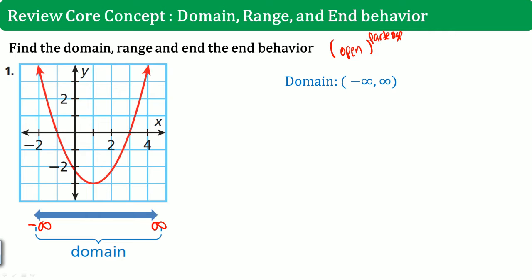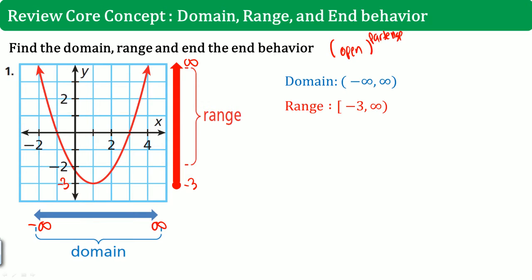Let's look at the range. The range, we go up and down. We saw that the lowest value it ever hits here is the value of -3. Then it goes all the way to positive infinity. So the range would be closed at -3, and it's open here at infinity. The reason why it's closed here at -3 is because it touches the -3.